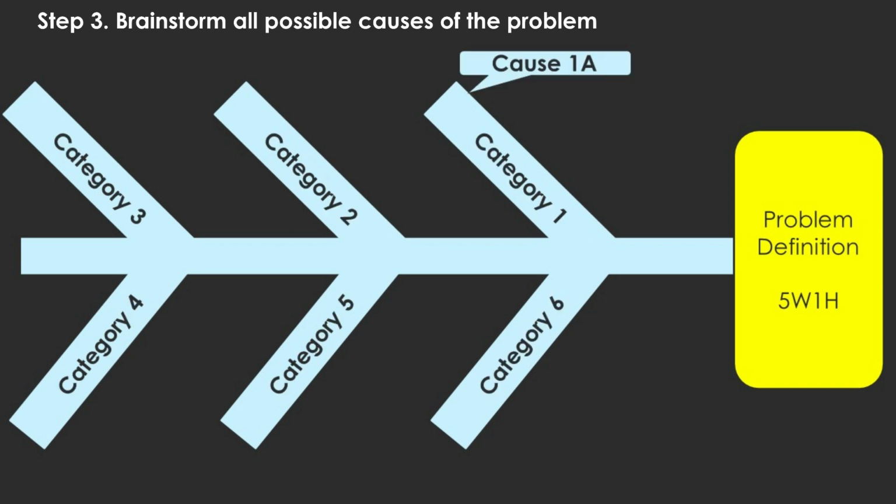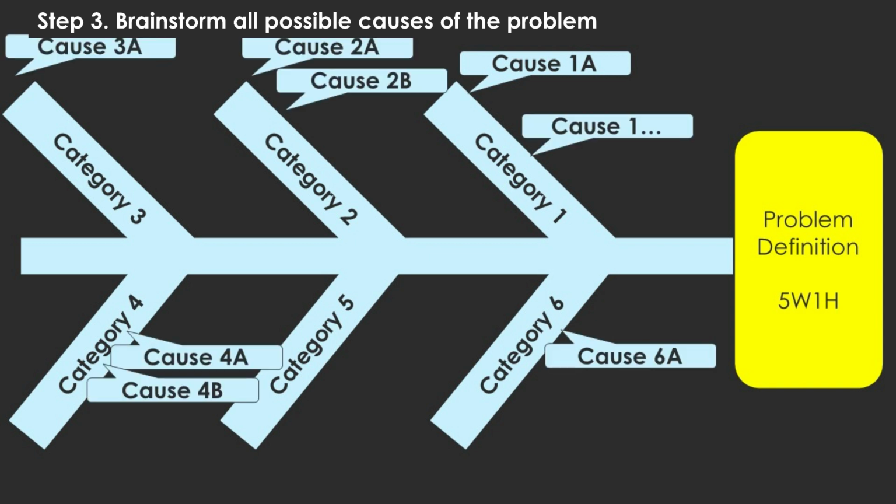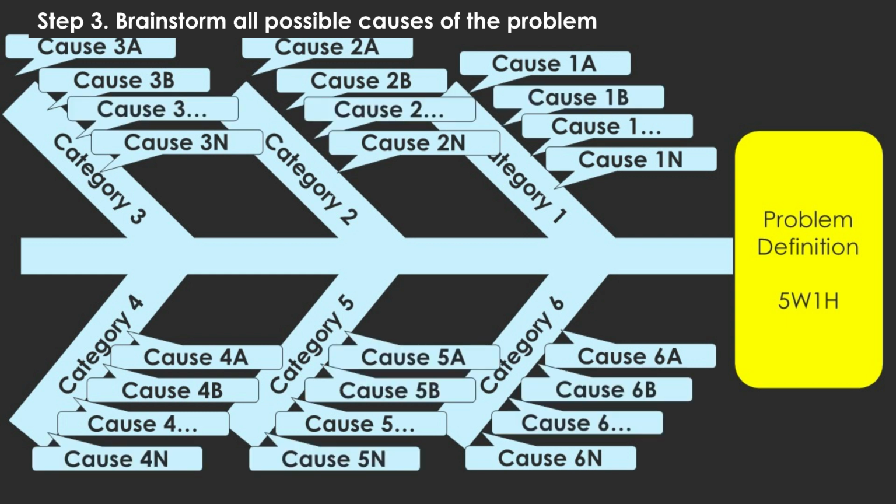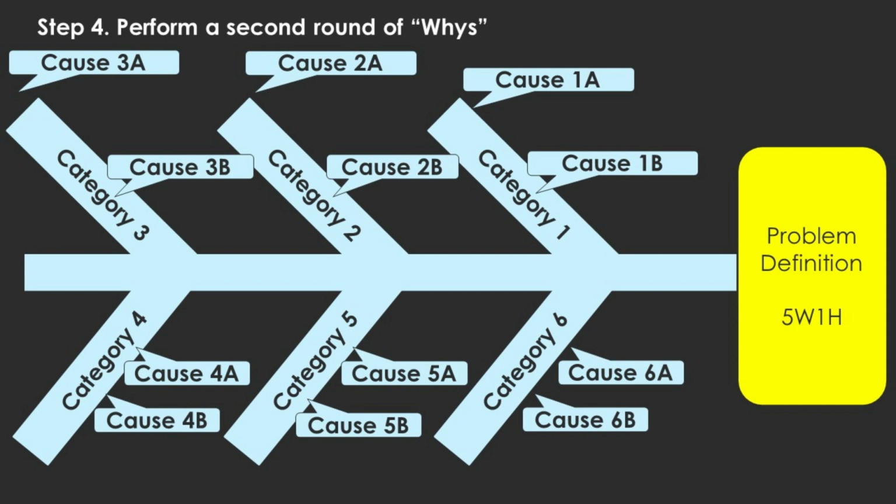Step 3. Brainstorm all possible causes of the problem. Ask why does this happen? As each idea is given, the facilitator writes it as a branch from the appropriate category. Causes can be written in several places if they relate to several categories.